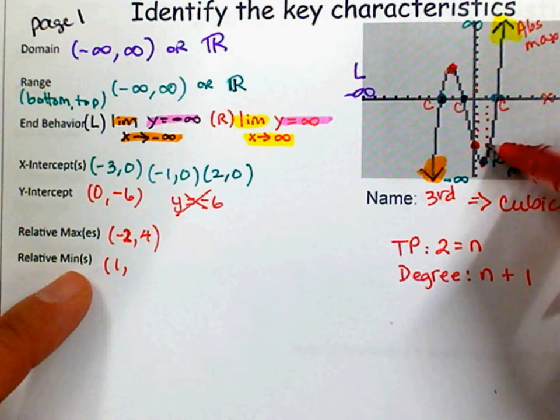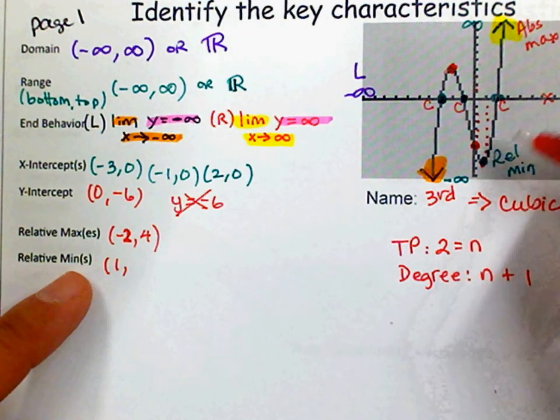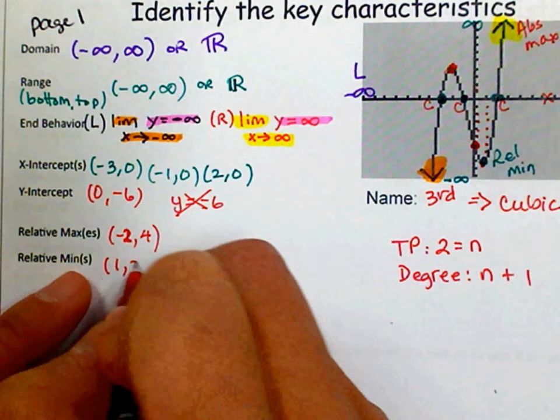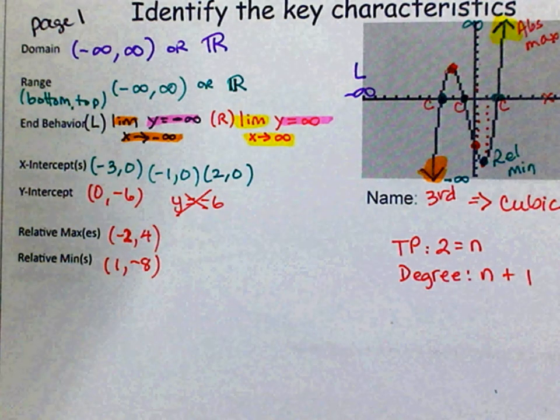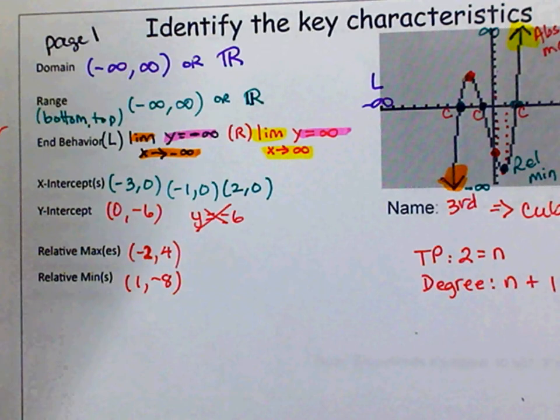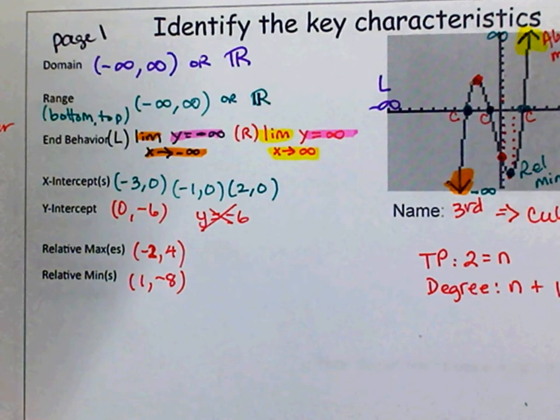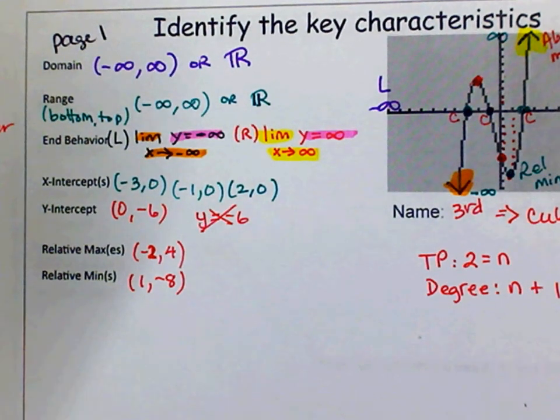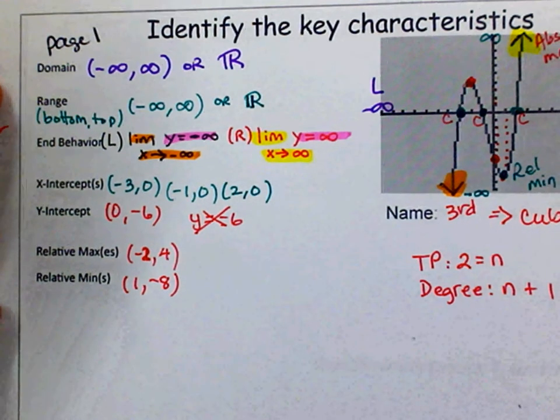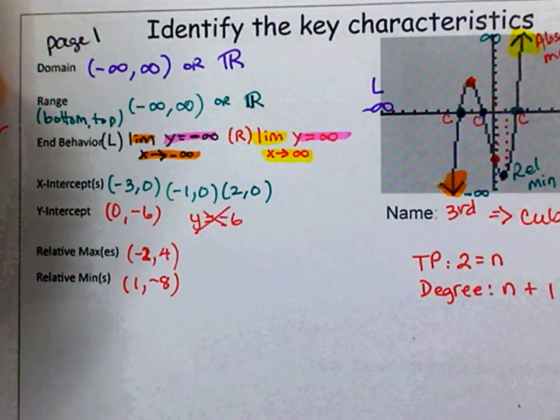Okay, relative minimum. What's your relative minimum? 1, 1, 2, 3, 4, 5, 6, 7, 8. You guys think it's -8? Yeah. And there you have all your characteristics that I want for today. We are going to do intervals later, not right now. Okay? Any question? Do you see how you're just analyzing a graph?